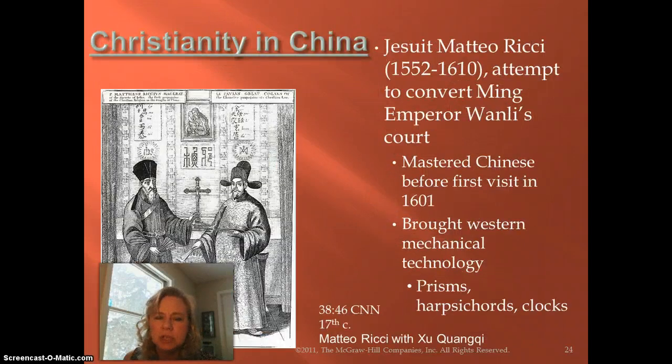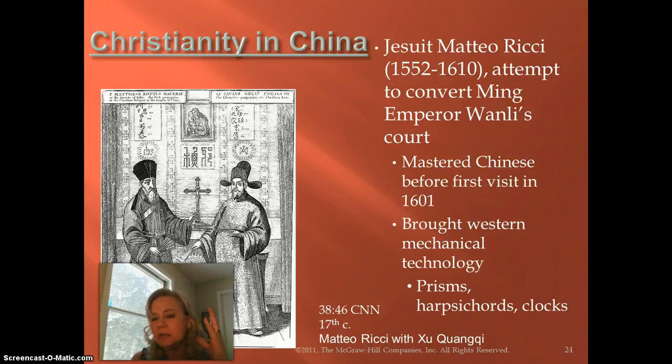Now, Christianity in China. The Jesuits at the Council of Trent decided that they would get to know the language and the culture of the places that they were trying to convert. And so Jesuit Matteo Ricci went straight to Emperor Wanli's court. Now, he had never actually met Emperor Wanli, but he did attempt to convert his court. He came into China already having mastered Chinese. He translated massive works from Chinese into English, and he also brought Western technology into China, which they were fascinated by.